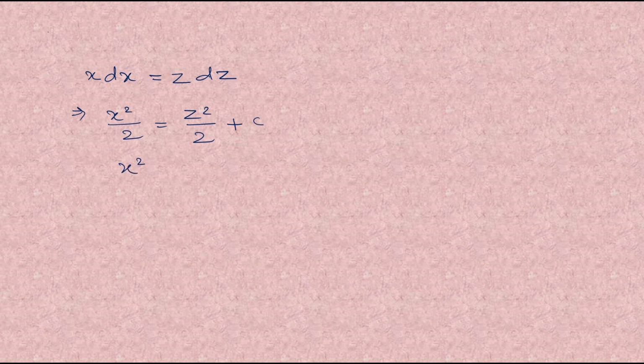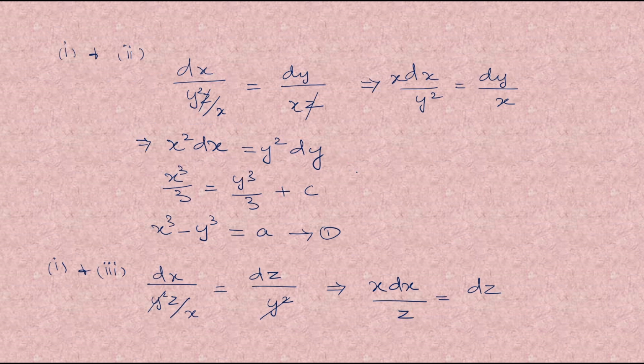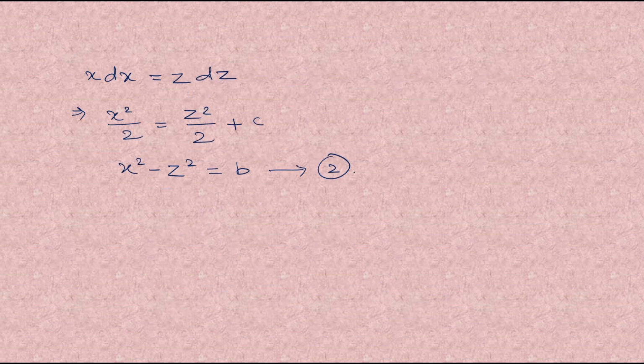Again, on simplification, x square minus z square is equal to 2c, which can be written as another constant b. So now mark it as equation 2. Now from equations 1 and 2, we have two independent solutions, and the solutions we are going to find should be independent of each other.